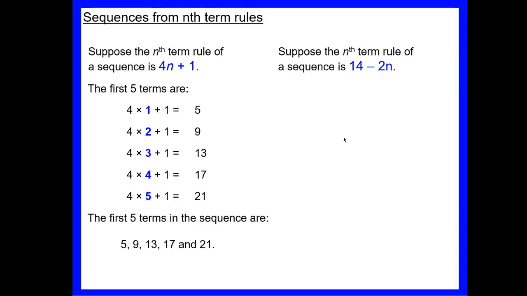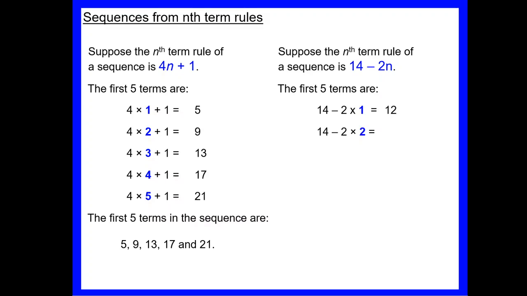All right, let's try another one then. So this time we've got 14 minus 2n. So again, remember it's the n, the position number that we're swapping, and we've been asked to find the first 5. So again, we're going to swap n for 1, then 2, then 3, etc. So this time I've got 14 minus 2 times 1. Remember, 2n means 2 times a number, and we want number 1 in the list. Following BIDMAS, I need to do my 2 times 1 first. 2 times 1 is 2, and then do 14 minus 2, which is 12.